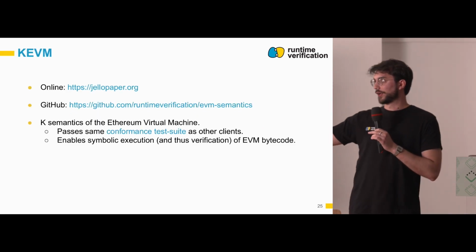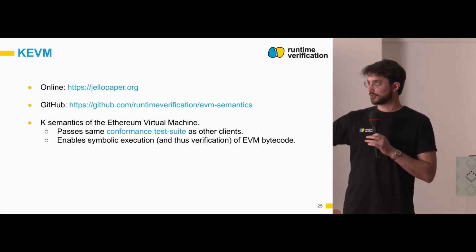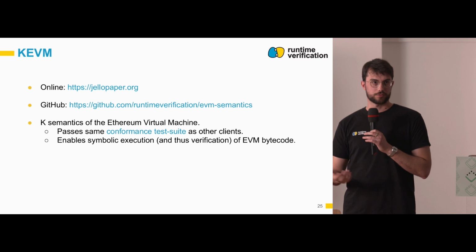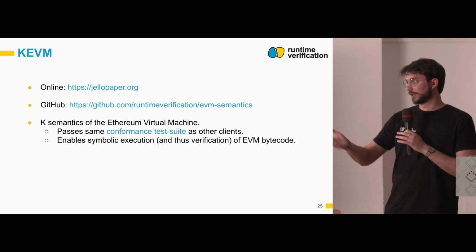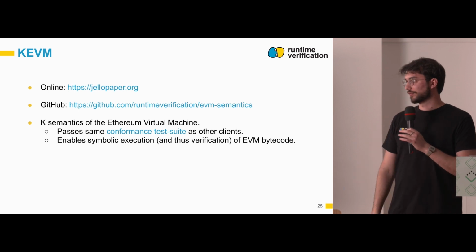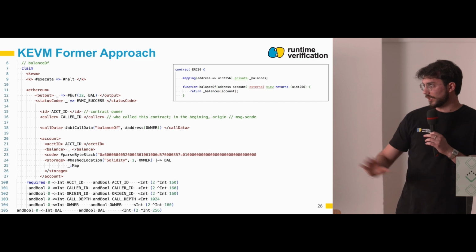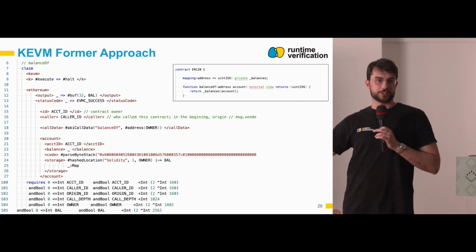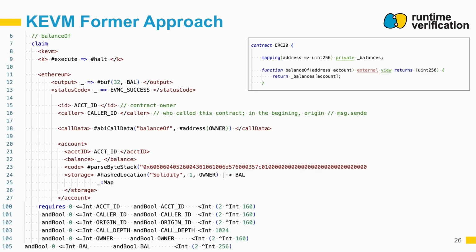We have the equivalent of the yellow paper here. This is a paper which is automatically generated from the K specs. Here's the GitHub, and we pass the same conformance test suites as everybody else. And yeah, this is what specifying stuff in K looks like. Not ideal for a working programmer, not because you cannot learn it, but because it's a mouthful and takes time.